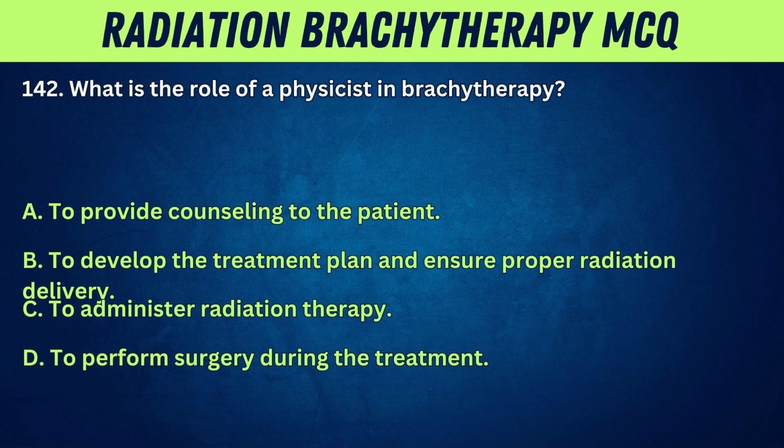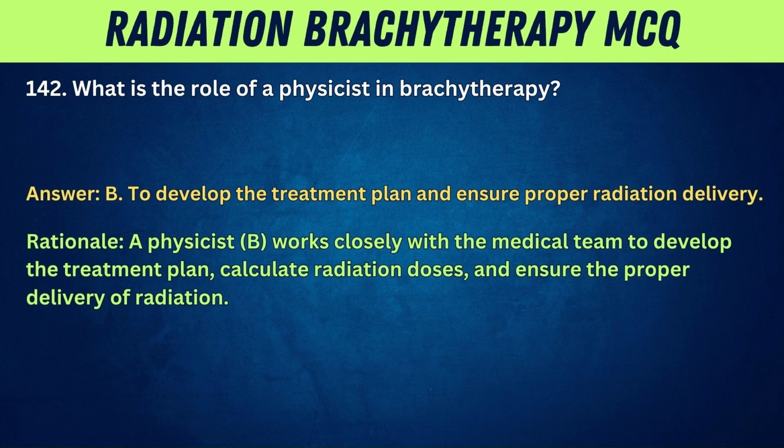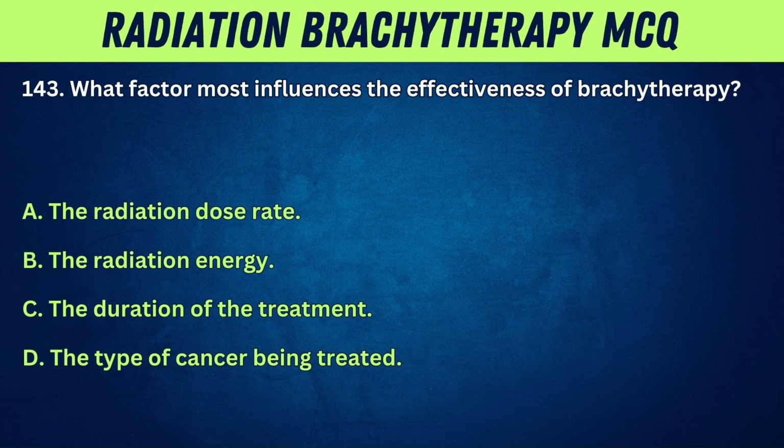142. What is the role of a physicist in brachytherapy? A. To provide counseling to the patient. B. To develop the treatment plan and ensure proper radiation delivery. C. To administer radiation therapy. D. To perform surgery during the treatment. Answer: B. Rationale: a physicist, B, works closely with the medical team to develop the treatment plan, calculate radiation doses, and ensure the proper delivery of radiation.